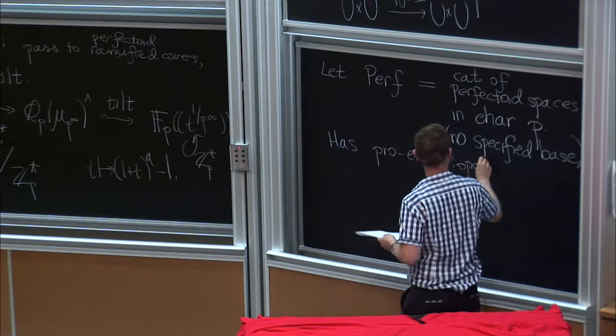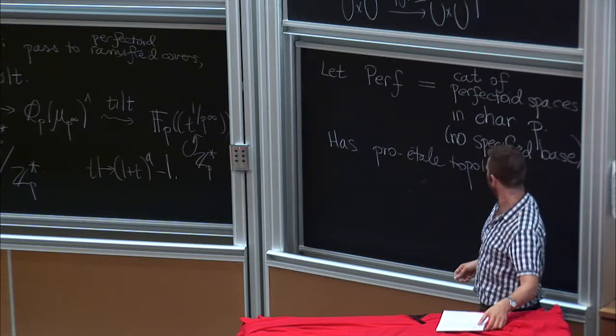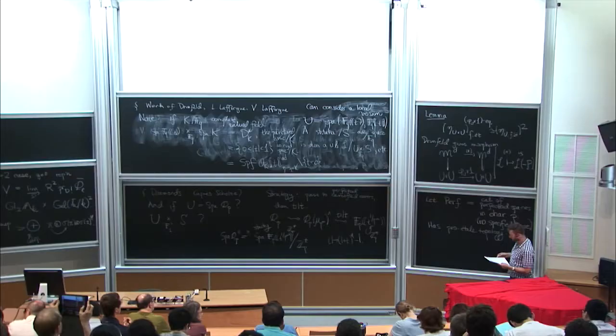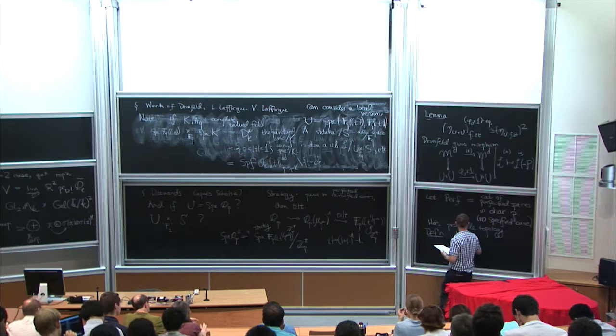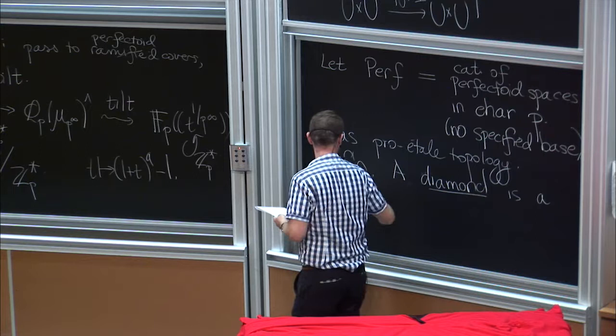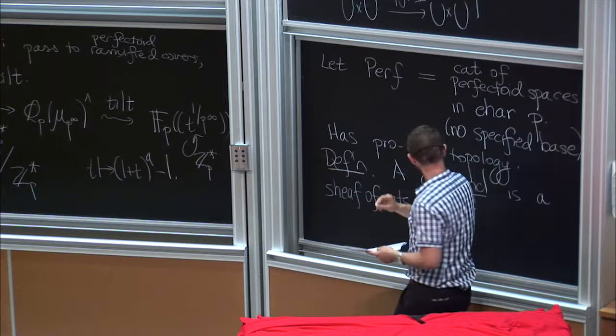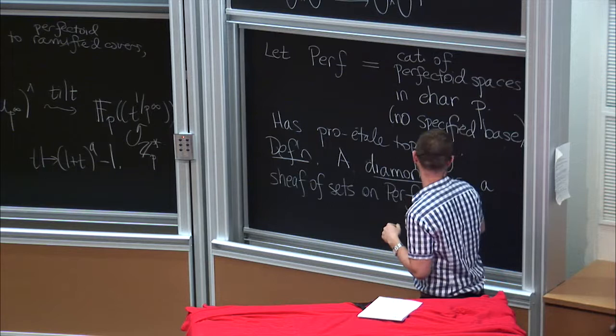So it's like the étale topology, but I allow the étale covers, I allow kind of inductive limits in them. So, okay, here's this definition. A diamond is a sheaf on Perf, a sheaf of sets. Okay, but I don't want them to be too crazy. They should really come from something perfectoid. It should be like a quotient of something that actually is representable by a perfectoid space. So I require that this admit a surjection from something representable.